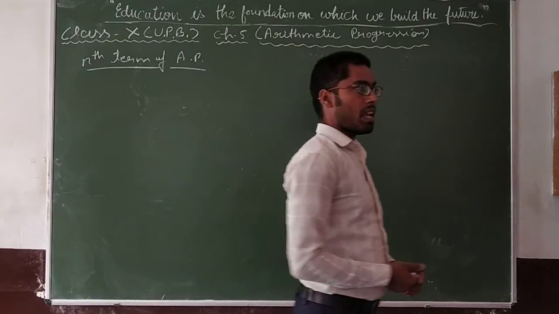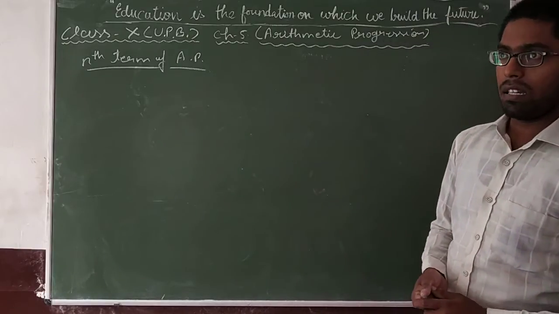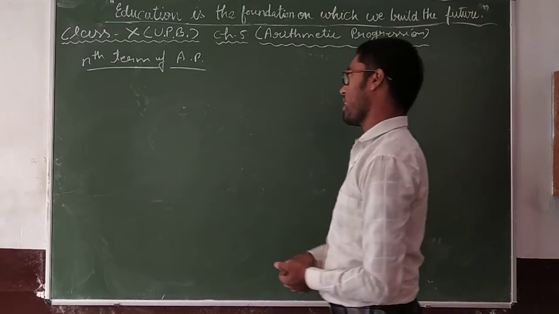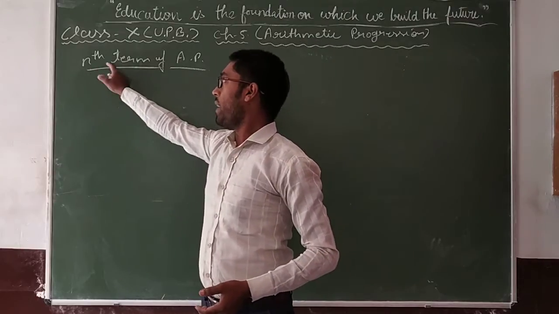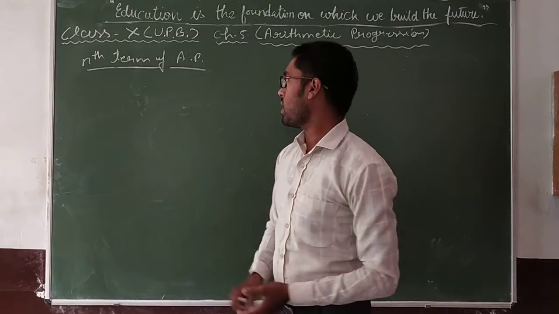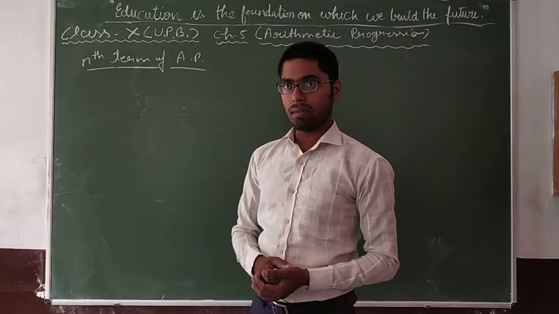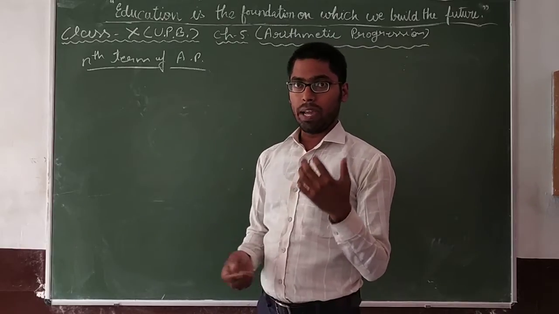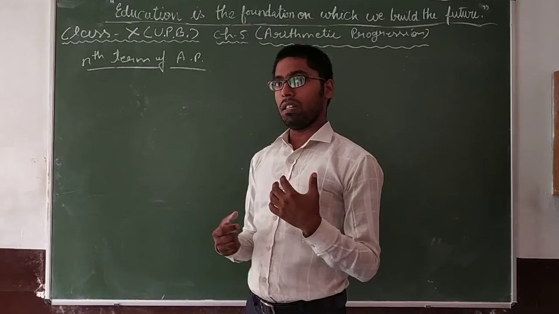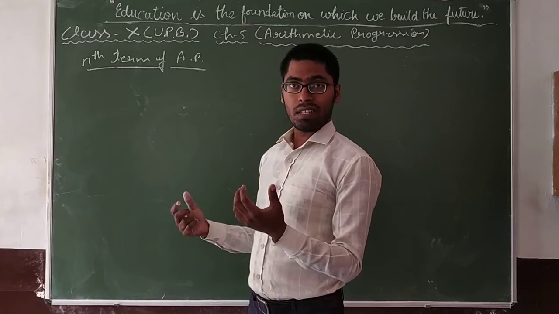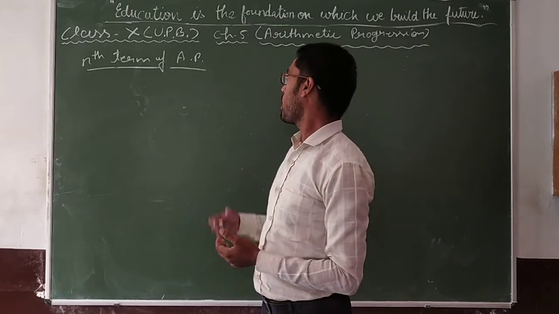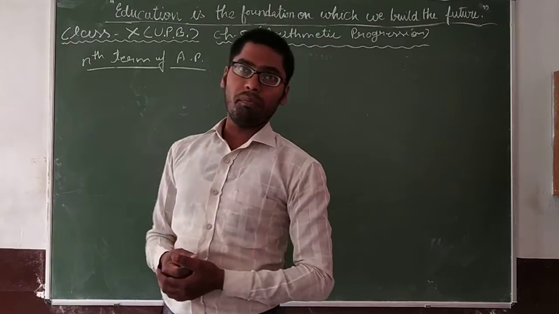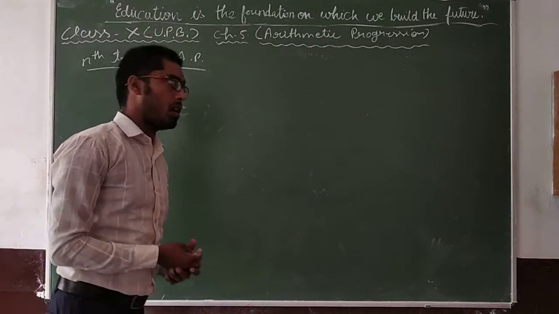With the same chapter, arithmetic progression, today I am going to start an exercise. Before starting the exercise, you should know what is inside the exercise. Here you will find the nth term of the AP, meaning the number of terms and the value of the term, which is at which place. Such kind of things you will find with the help of the formula.